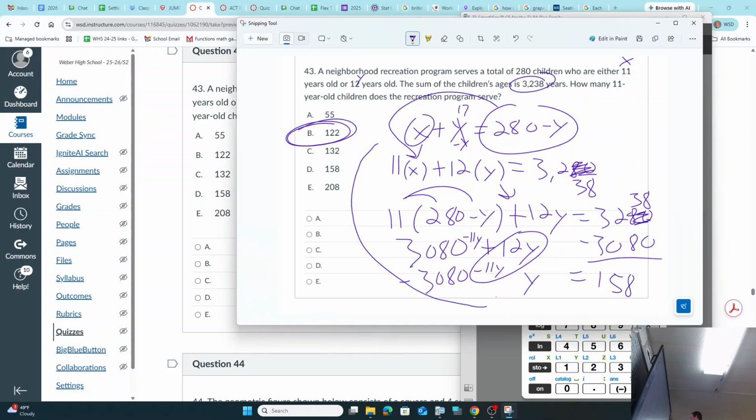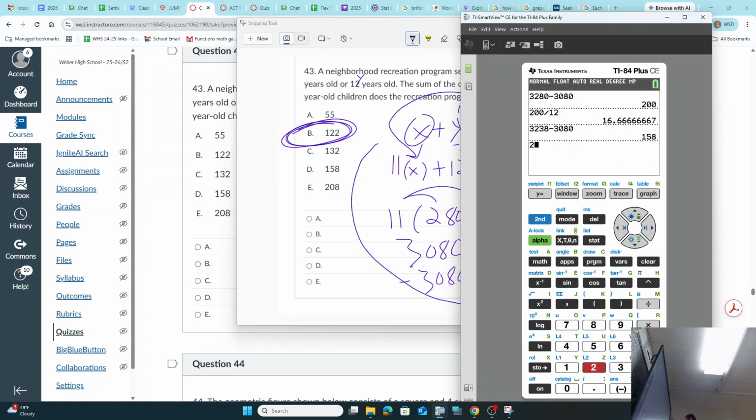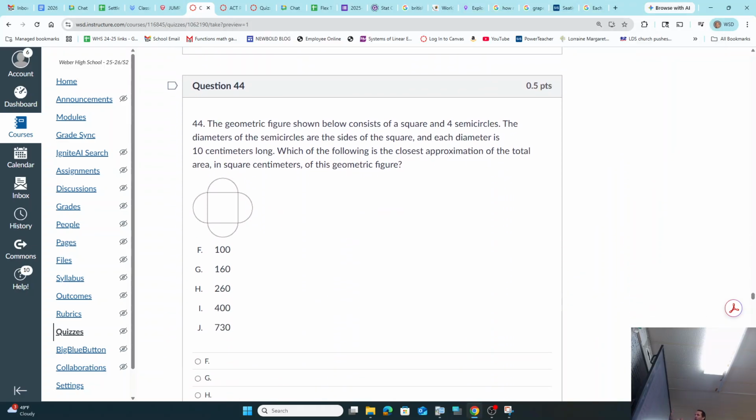So then you plug that back in for y. So now we do 280. This is to solve for x, right? To solve for x. So 280 minus 158 should be 122, which is B. So 280 minus 158. Woo, we got it. Okay, next one.